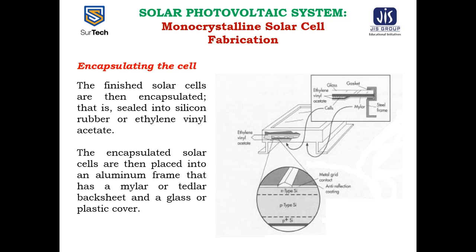The encapsulated solar cells are then placed into the aluminium frame. This is the aluminium frame. And that has a mylar or Tedlar backsheet. This is the mylar backsheet, or the Tedlar backsheet, and a glass or plastic cover.